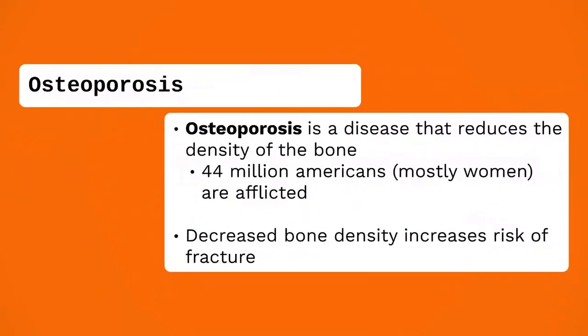With that being said, osteoporosis is a disease that reduces the density of the bone. About 44 million Americans, mostly women, are afflicted with it. This is another imbalance of that osteoblast-osteoclast relationship where the bones are no longer as strong. Decreased bone density increases the risk of fracture, so this could definitely be dangerous for elderly as they start to lose their bone mass. They are more prone to fractures.